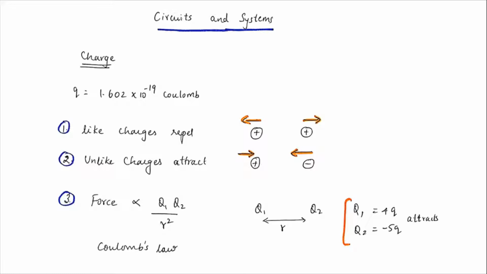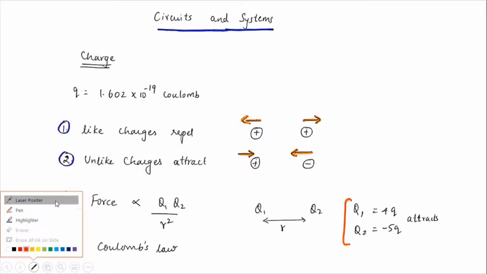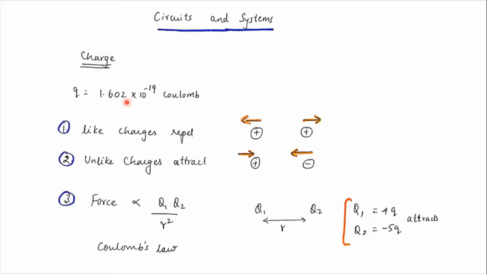A charge is measured in coulombs. The unit of the charge is the coulomb, and the magnitude is 1.602 × 10^-19. We say this magnitude because one electron charge is equal to 1.602 × 10^-19 coulombs. An electron has a negative sign here, but in general a positive charge is going to have this many coulombs. This is the unit of a charge.